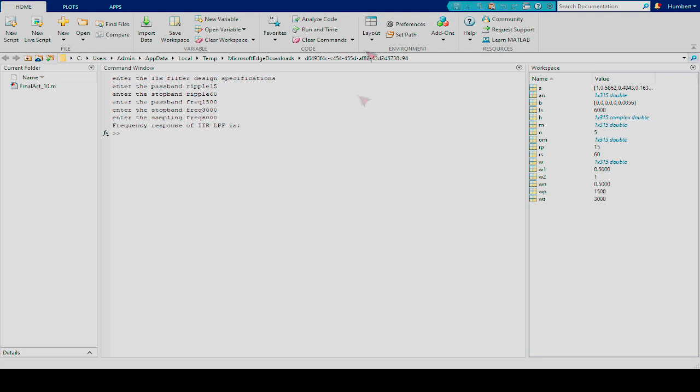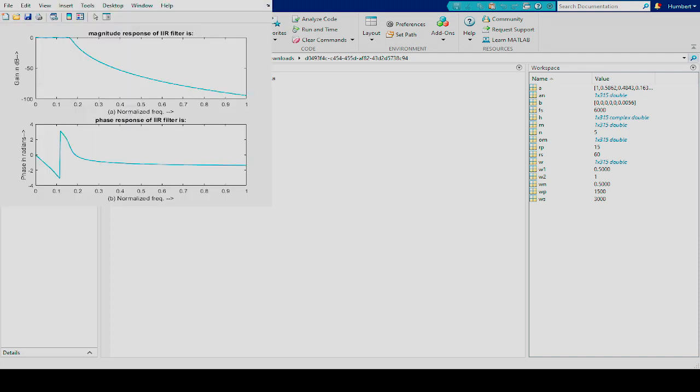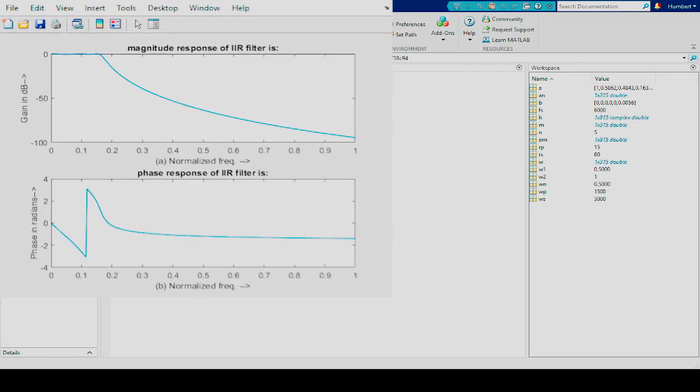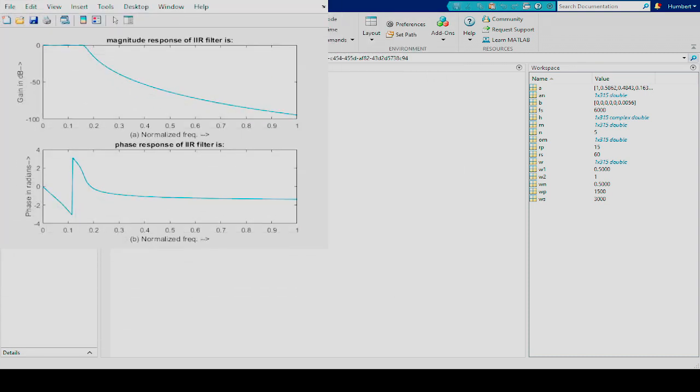So here, let me show the capture, MATLAB 2. You can see the first graph is the magnitude response of an IIR filter. The second graph is the phase response of the IIR filter. So let me show the laboratory output.